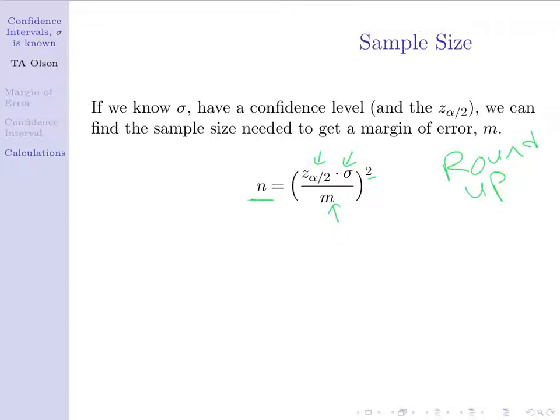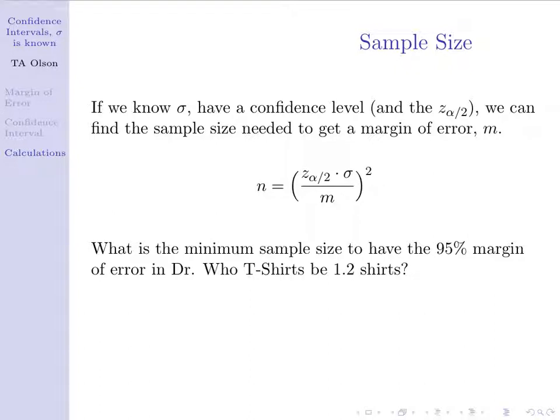So, for example, what's the minimum sample size to have a 95% confidence level margin of error of 1.2 Doctor Who t-shirts? So we want M to be equal to 1.2, and we want 95% confidence. Our sigma is going to be the same. Now we need to find out how many people we need in our sample.